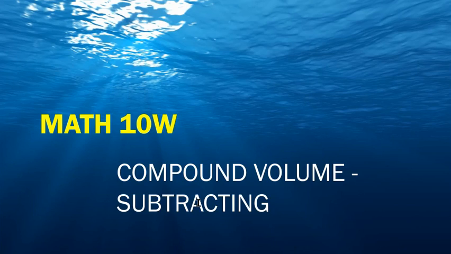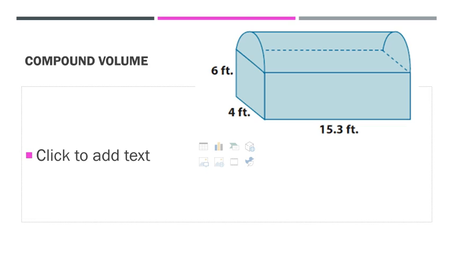The goal today is to find volume of compound shapes, and in specific, compound shapes that have holes in them. So the first example that we're going to look at is something that we've already covered. Compound volume of this, you can see that it looks like a little barn. It has a rectangular prism on bottom and a half-cylinder roof.